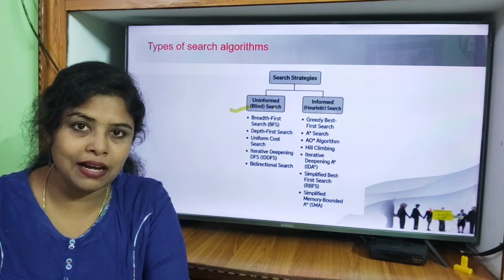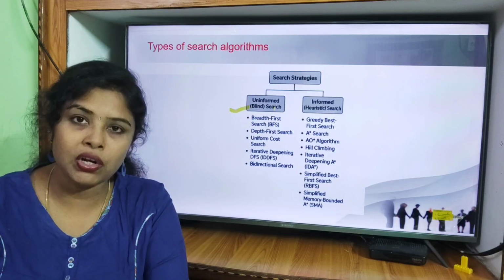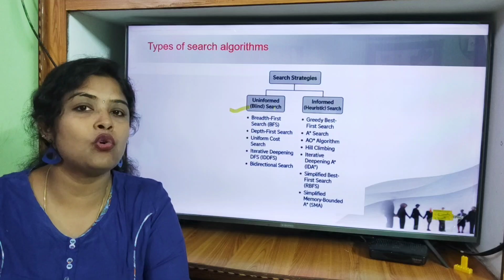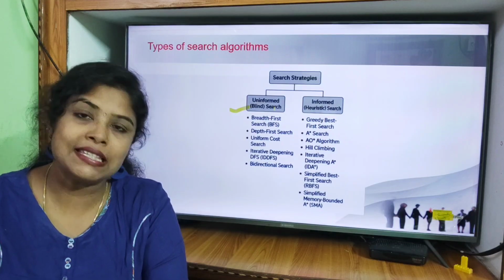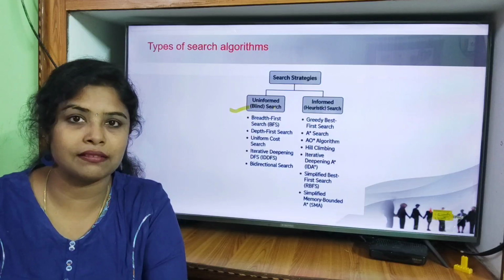Blind does not mean that it does not work by logic. It just implies that it does not know exactly about the goal state and it has no prior domain knowledge. Still, it needs to carry out the search and find the goal state.